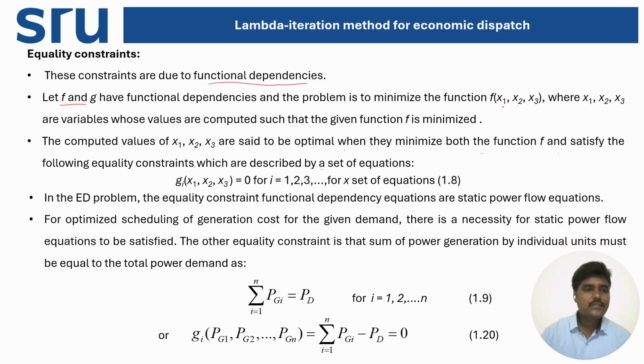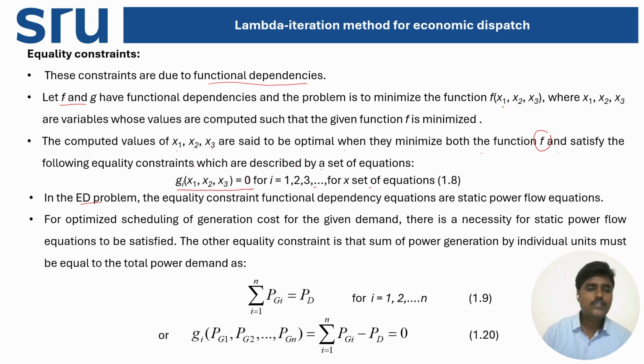There are two functions f and g which have some sort of interlink. f is a function having variables x1, x2, x3. Now you have to determine the values of x1, x2 and x3 so that for these values, the function f should be minimum, and also the function g should be satisfied. That is, the function g should be equal to 0, where i is equal to 1, 2 and 3 and so on. So this is for a set of equations.